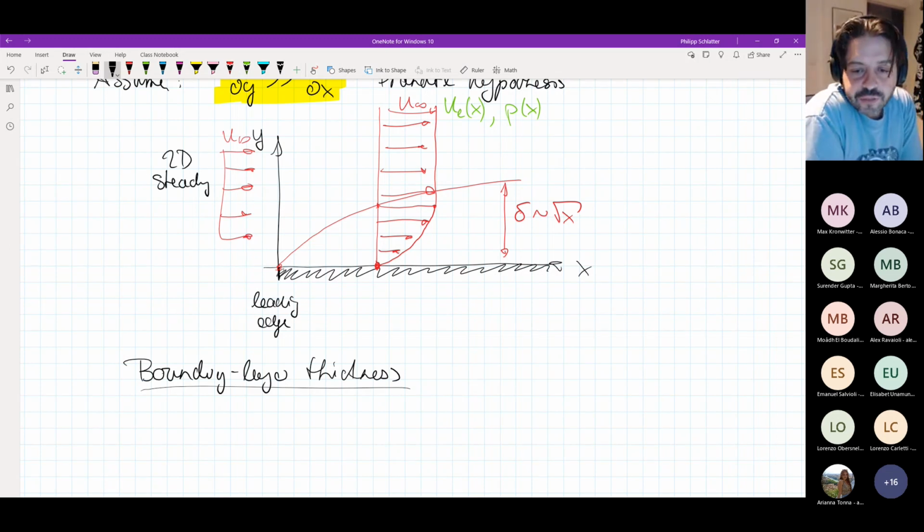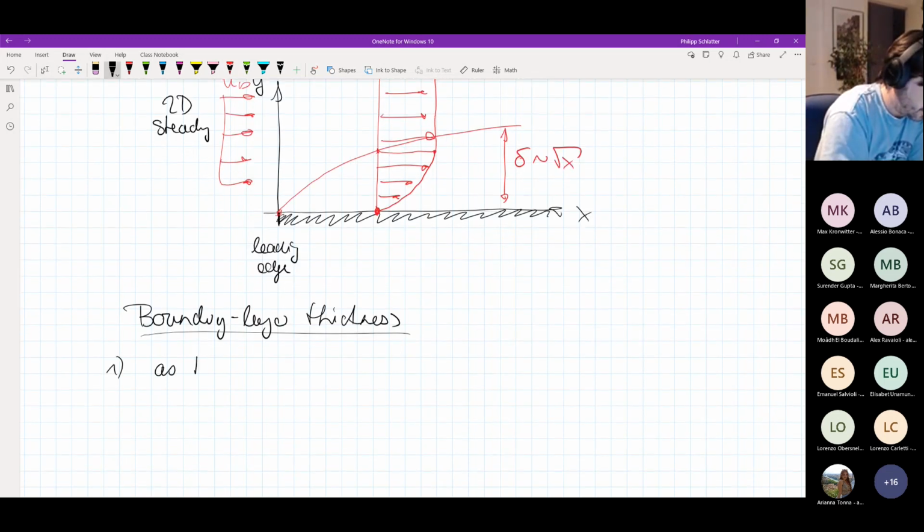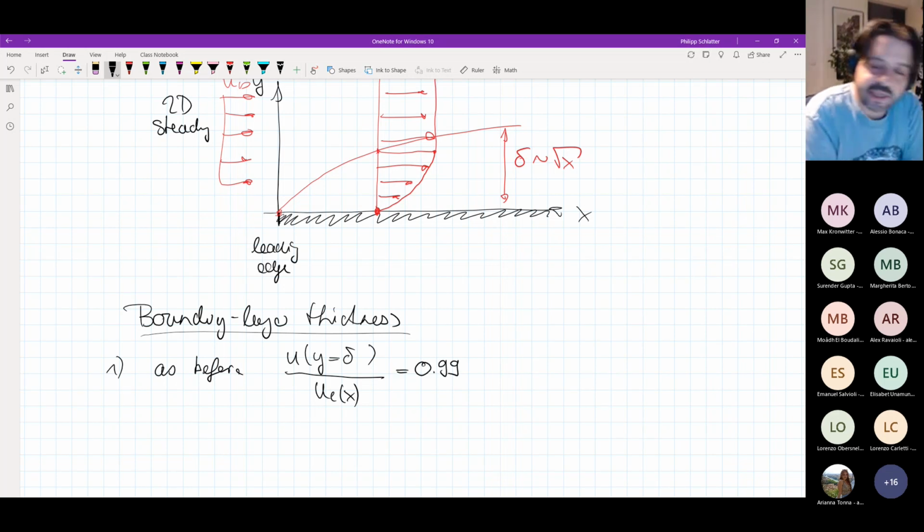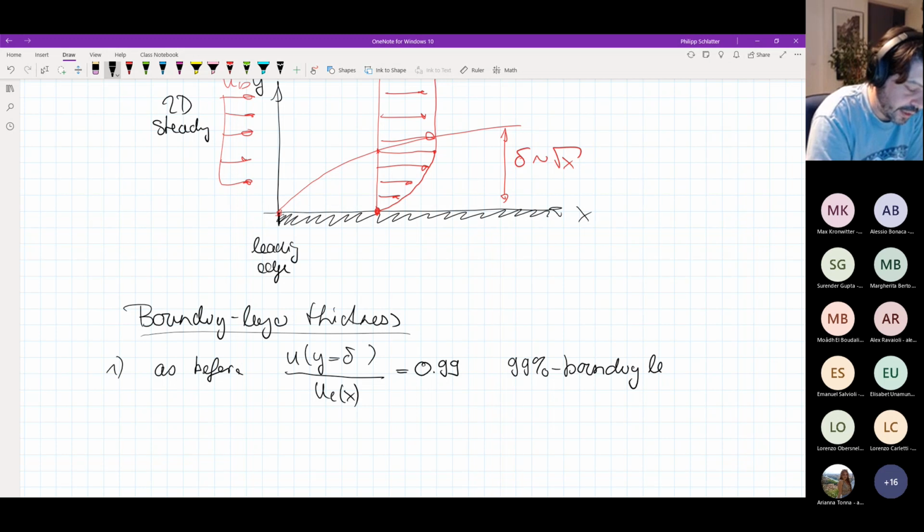And we have already talked about that when we mentioned Stokes' first and second problem. At the time, we introduced one variant of defining the boundary layer thickness. So we can say, as before, we take the velocity as a function of y, and we define this y to be delta, the boundary layer thickness, if the normalized velocity, u divided by the u edge at this particular position, corresponds to some value, let's say 0.99 or 99%. And this is then what we will call the 99% boundary layer thickness.